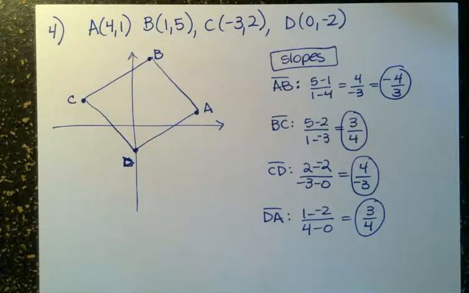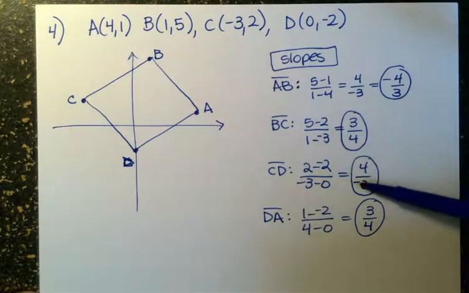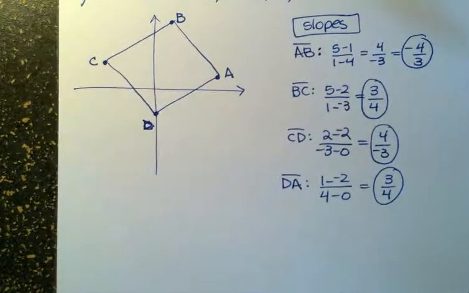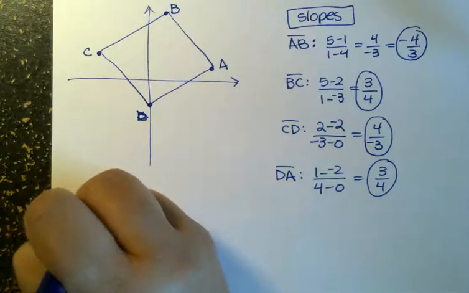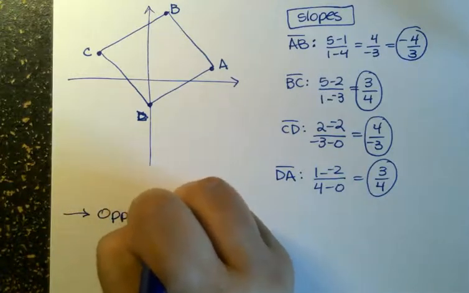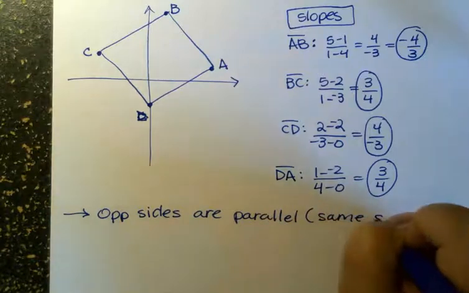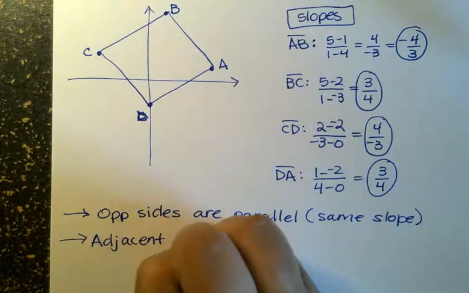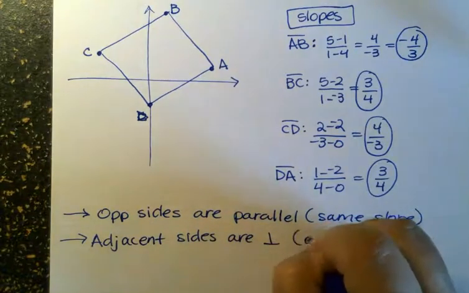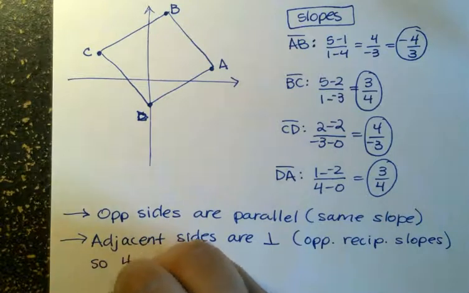Okay, here's number 4. I did a rough sketch. I found the slopes of all the sides, and look what I've got. I've got opposite sides having the same slope, and I have adjacent sides having opposite reciprocal slopes. So I know that not only is it a parallelogram, it is a parallelogram with 4 right angles, so it's a rectangle. So let's say opposite sides are parallel, because we have the same slope. Adjacent sides are perpendicular because we have opposite reciprocal slopes. So we have 4 right angles.